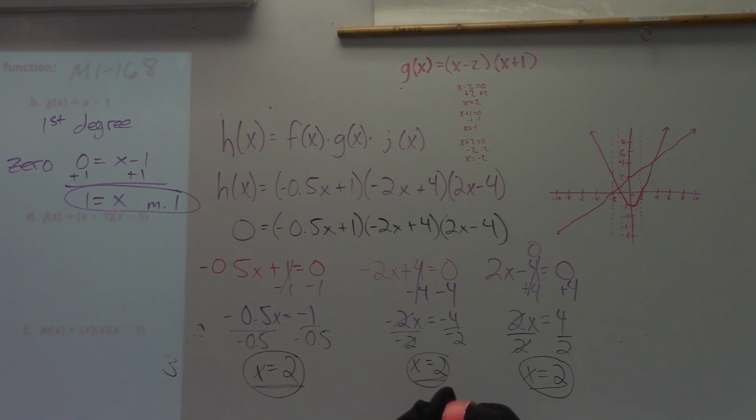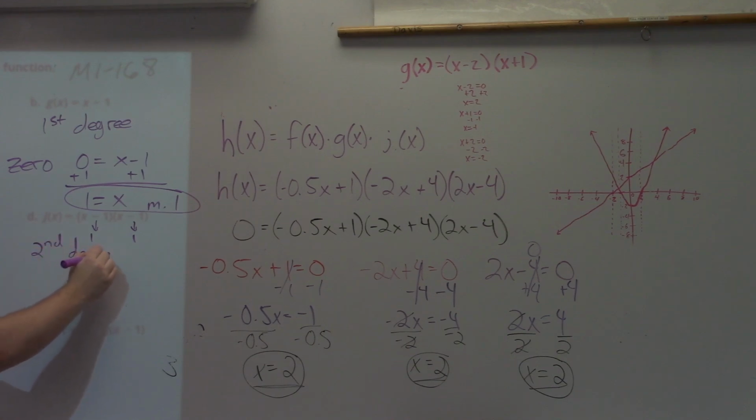So when I look at h of x right here, how many zeros does this have? 1 zero. How many zeros does this have? 1. And so what degree is this going to be? How many zeros right here? Just the x minus 1. 1. How many zeros right here? 1. So, 2 zeros, so second degree. So what are these last two going to be? Third degree.